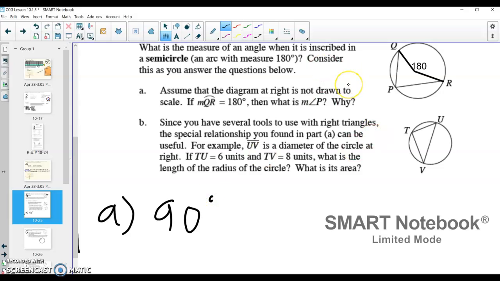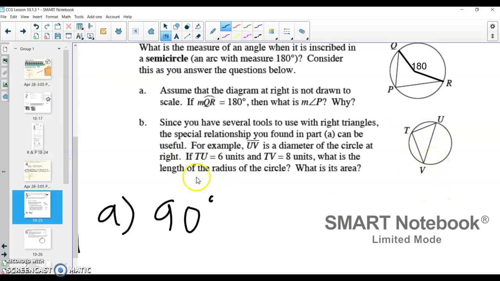Explaining why, I did that verbally here: I took that 180, knew that was the central angle for QR, and then the inscribed angle P is always half of that central angle. Since you have several tools to use with right triangles, the special relationship you found in part A can be useful. For example, UV is the diameter of the circle. So UV is the diameter, cutting it perfectly in half. TU is 6 and TV is 8.